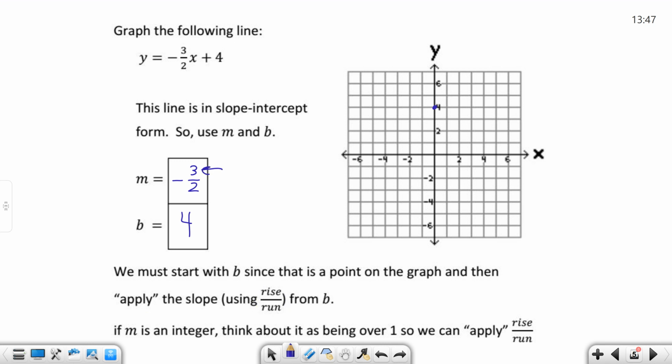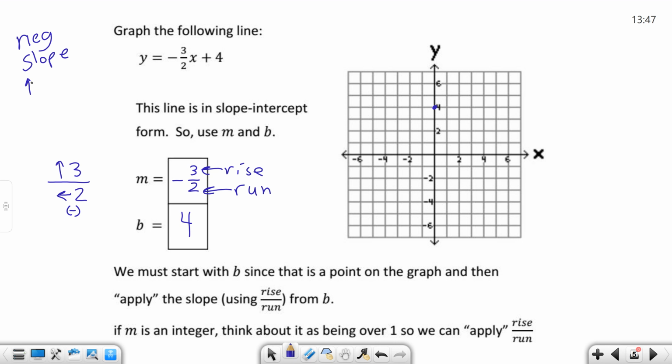So here's my rise, and here's my run. And remember, I'm always going to go up if it fits on my grid. So if I look here, 1, 2, 3, I can go up 3 units here, okay? If I couldn't, I would have to go down, all right? So with a negative slope, I want to talk about rising 3 units, and then I'm going to run to the left 2 units because it's negative, okay?